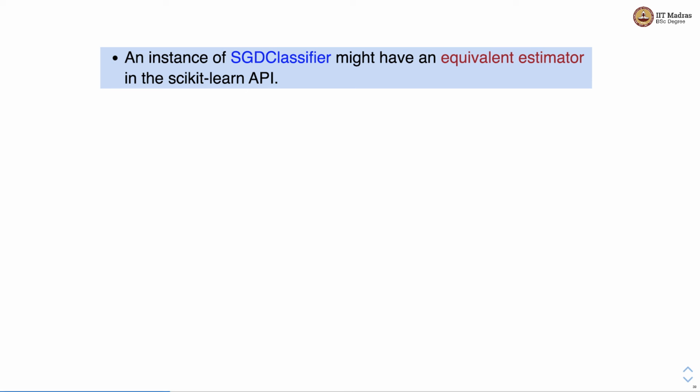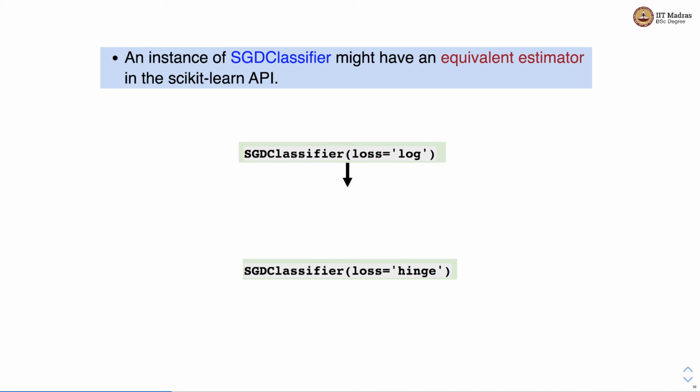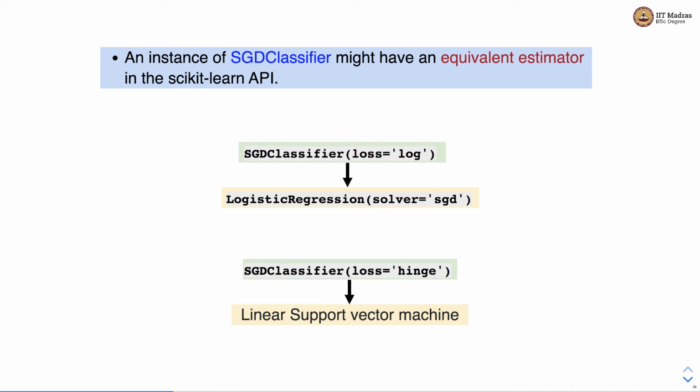Again, in other words, an instance of SGD classifier might have an equivalent estimator in Sklearn API. For example, when we set the loss to log, it is equivalent to logistic regression API with solver equal to SGD. When we set SGD classifier loss to hinge, we basically get linear support vector machine.